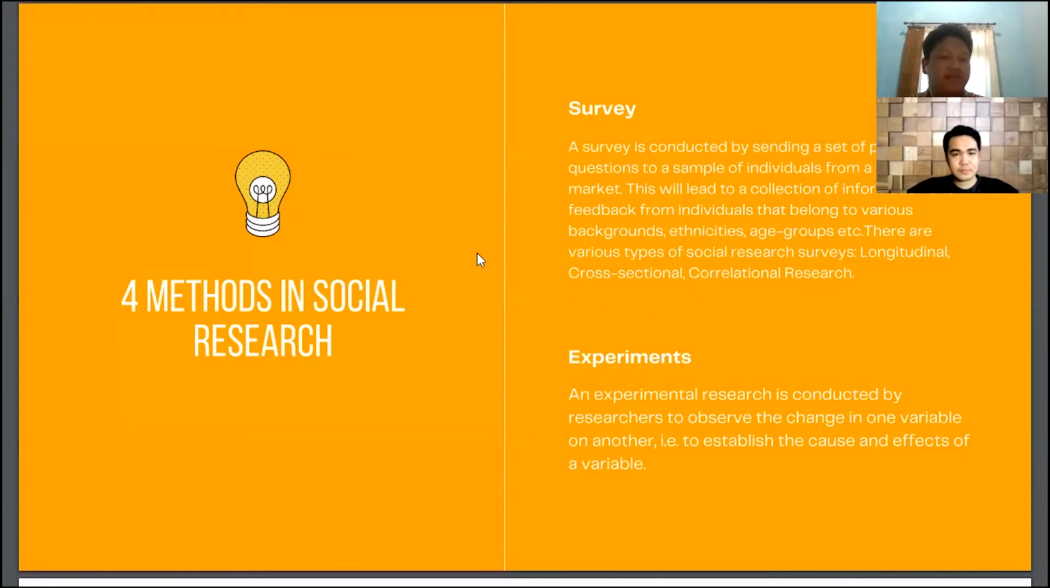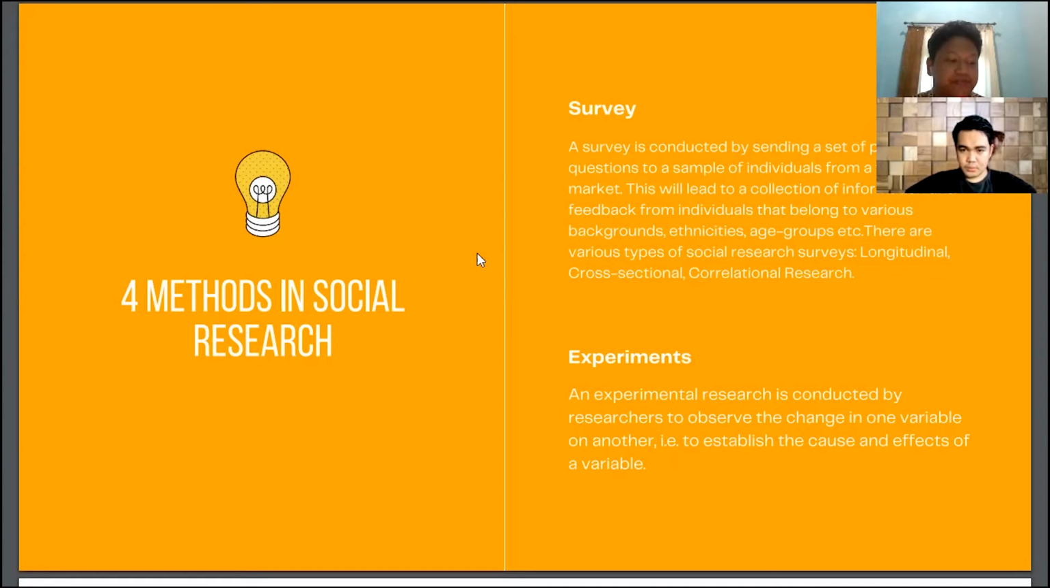So there are 4 methods in social research. First one is survey. A survey is conducted by sending a set of pre-decided questions to a sample of individuals from a target market. This will lead to a collection of information and feedback from individuals that belong to various backgrounds, ethnicities, age groups, and etc. Now, there are various types of social research surveys, which are longitudinal, cross-sectional, and correlational research.